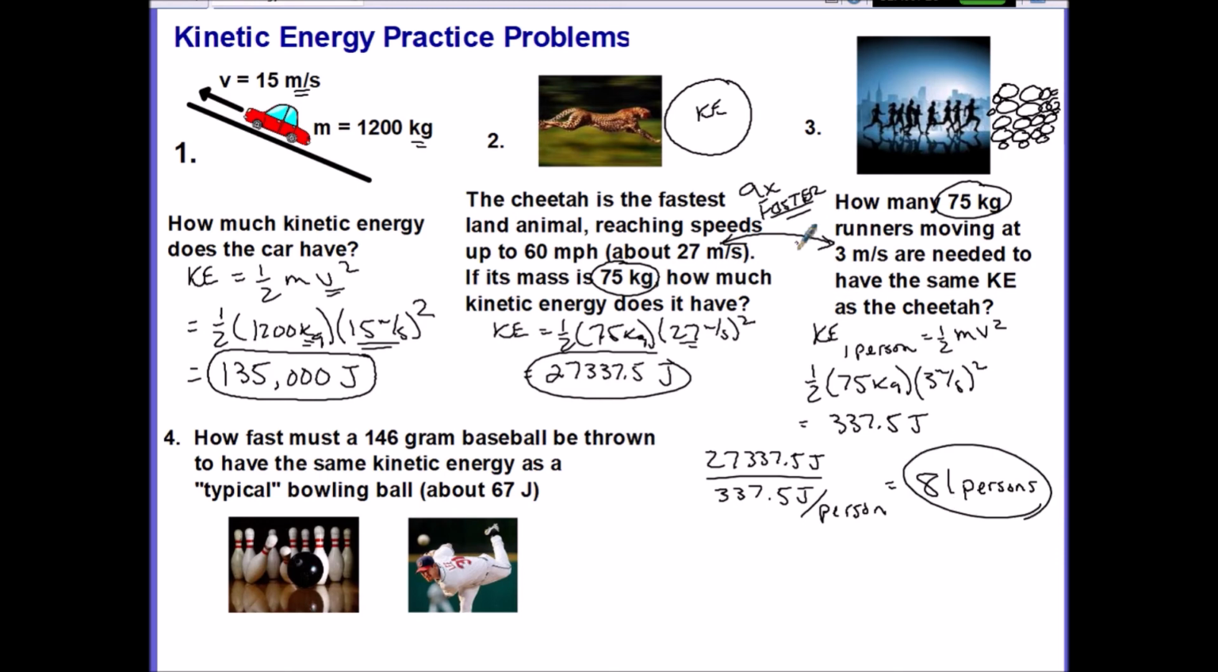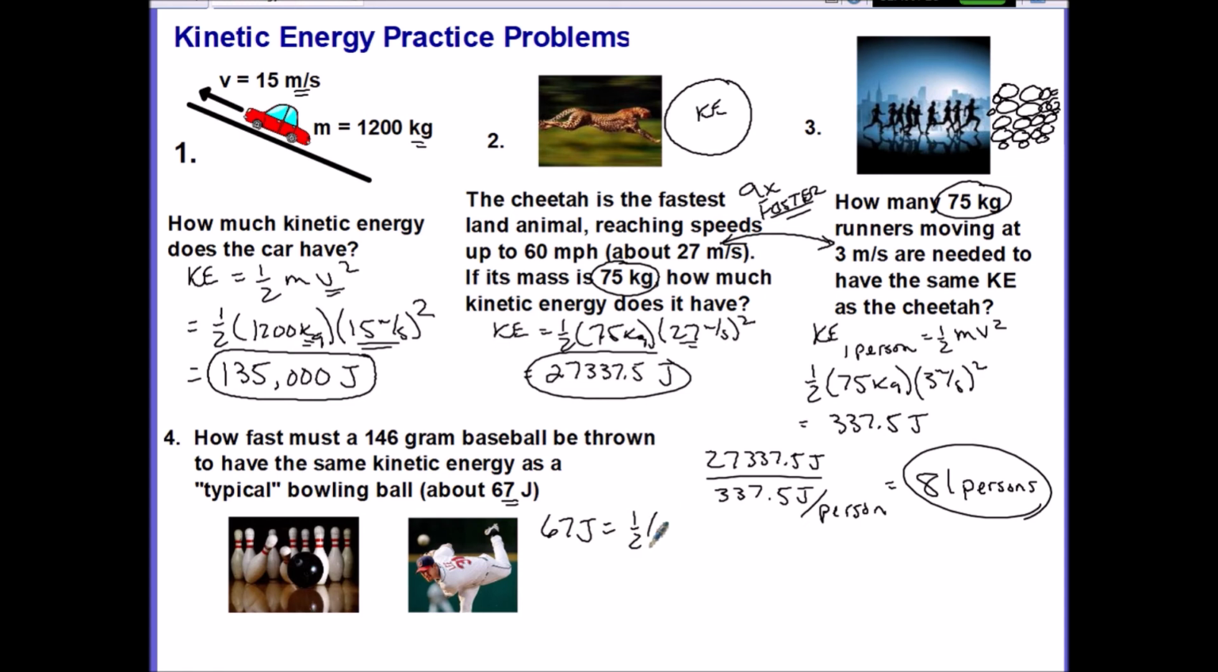Number 4, last problem. How fast must a 146 gram baseball be thrown to have the same kinetic energy as a typical bowling ball that has a kinetic energy of 67 joules? Now, that bowling ball, quite a bit more massive than this. That baseball, less mass, but probably thrown a lot faster. Let's see how fast we'd have to throw it for it to have the same stopping power as that bowling ball. So I'm going to set the kinetic energy of the baseball equal to 67 joules.